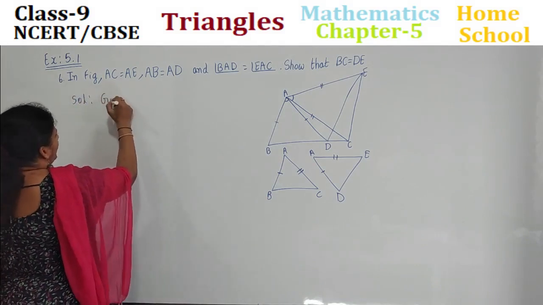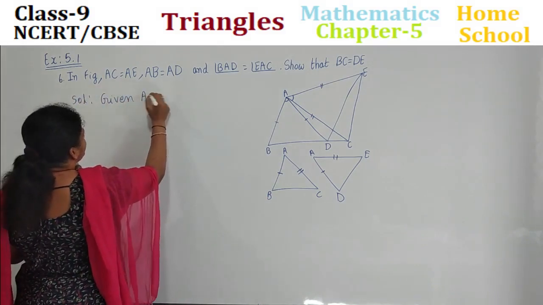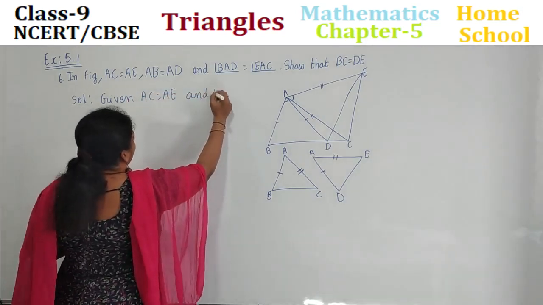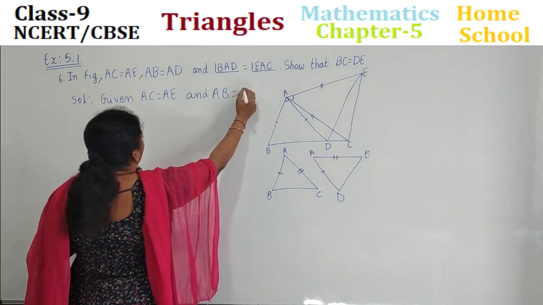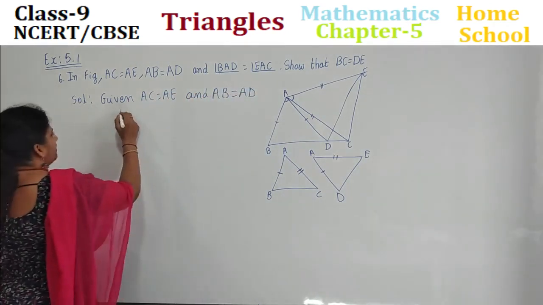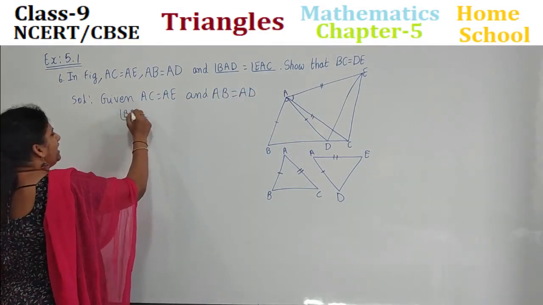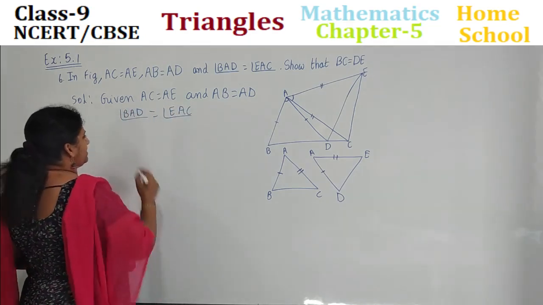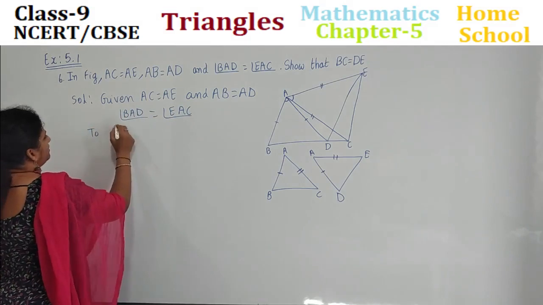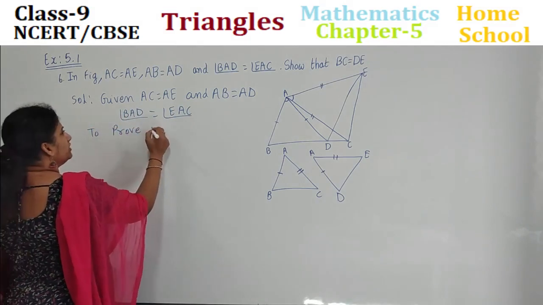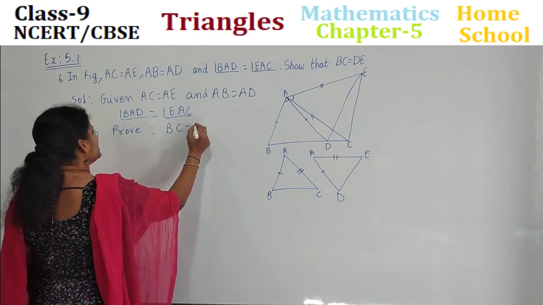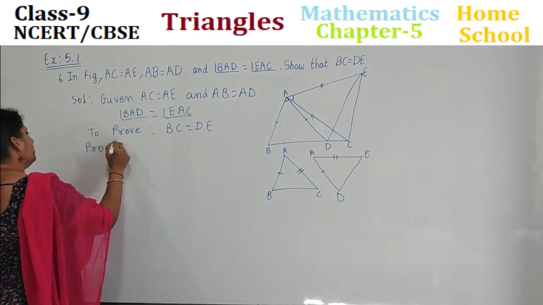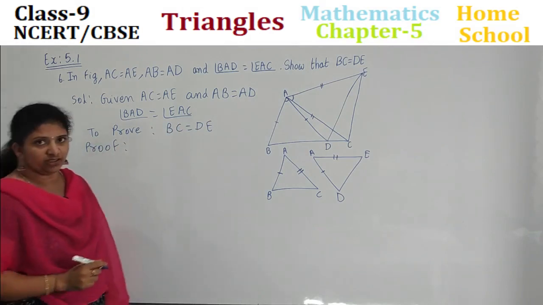Solution. Given AC is equal to AE and AB is equal to AD, and one more, angle BAD is equal to angle BAC. Show that, to prove, BC is equal to DE. Let me start my proof. How can we start, children, here?